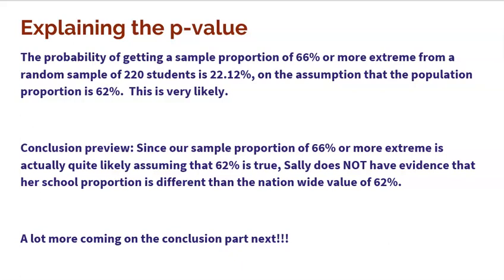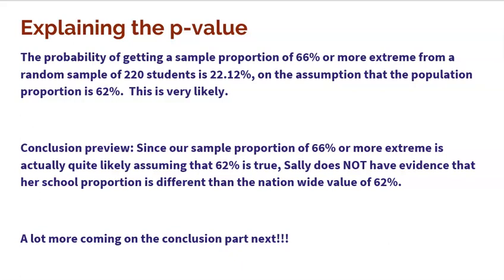So what conclusion would we make here? I'll give you a little preview. It's basically saying that, listen, Sally, your school is not different than 62%, right? Yeah, your sample came back a little higher, but it was only a little higher. It wasn't that weird. So we do not have evidence that her school is different than the nation value of 62%. Even though her sample didn't come back 62%, it came back 66%. It was just a little higher. It wasn't unbelievably higher. So that is why our conclusion would be, sorry, Sally, you are wrong. Your school is not different, all right?